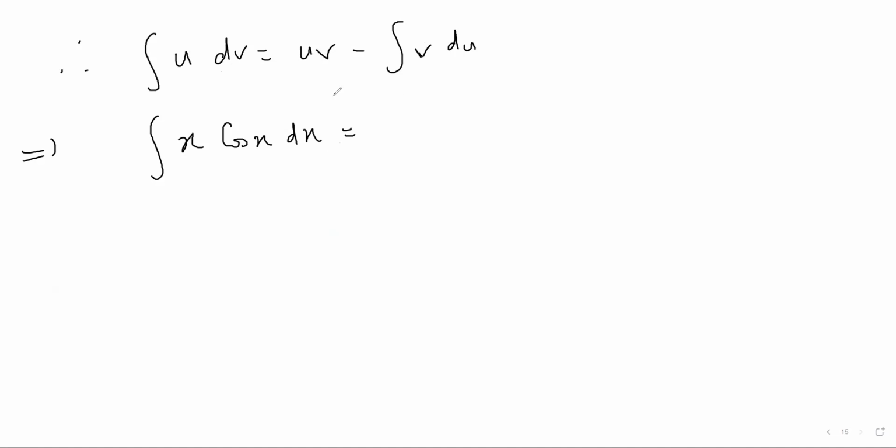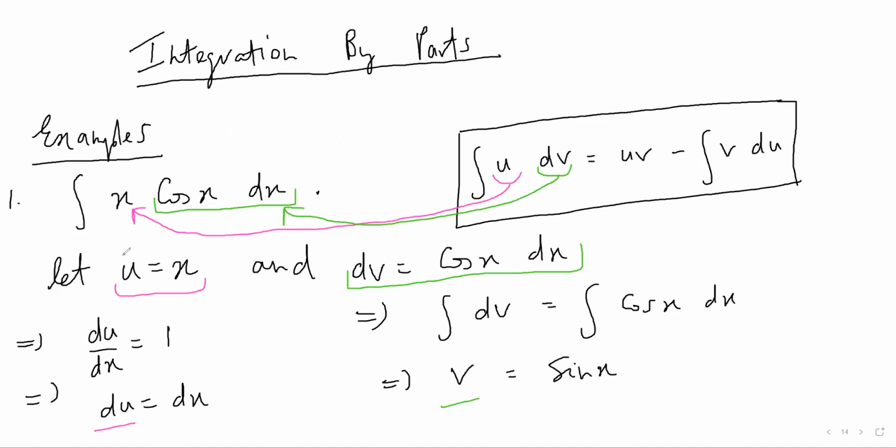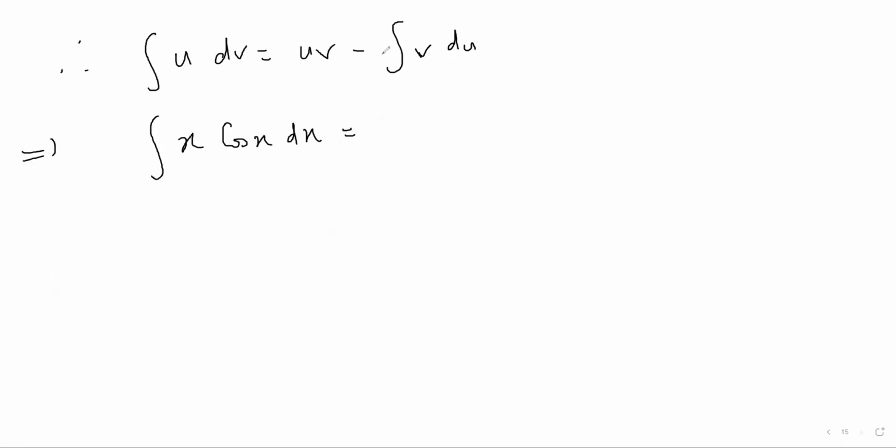Now on the right side, we need u. What did we say u is? We said let u be equal to x. So in place of u, we put x, because everything must be in terms of x.